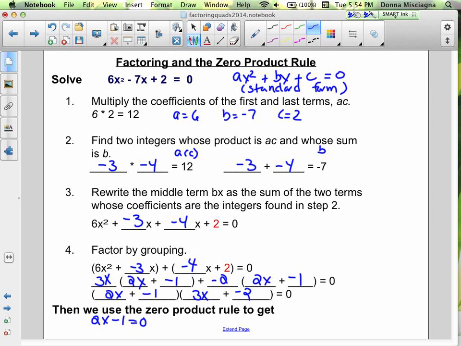All right, so I would add 1 to both sides. 2x is equal to 1, and then divide by 2. x is equal to 1/2. That's one of our solutions.